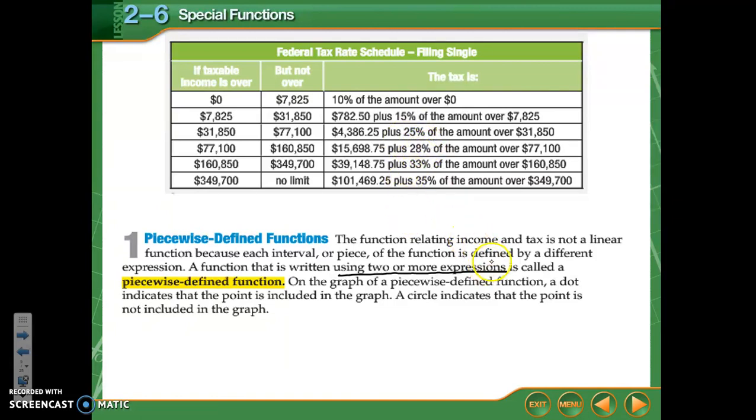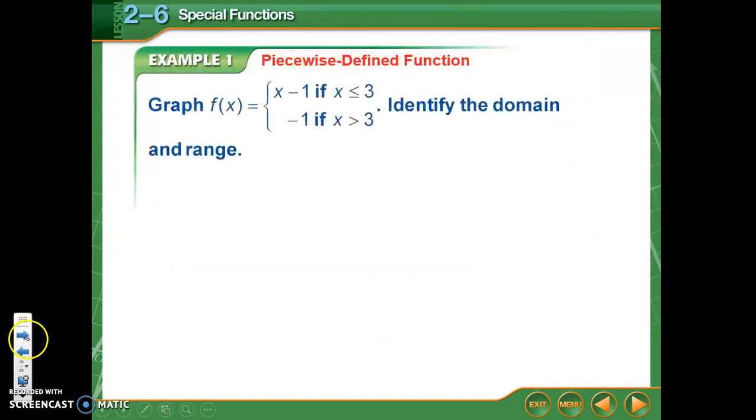Just like when we do inequalities, if I'm graphing a piecewise defined function, if I have a solid dot, it means that that point is included on the graph. And if I have an open dot, it means that point is not included, which you'll see in the next example. All right, so we're going to graph this piecewise defined function.